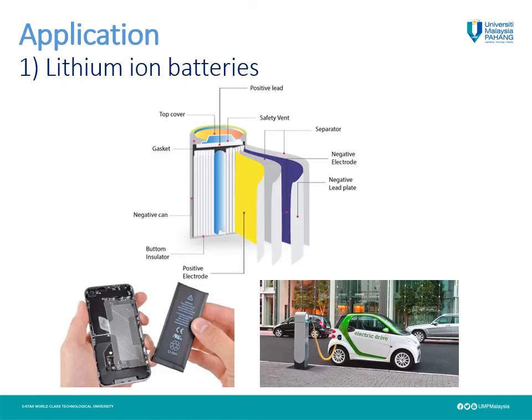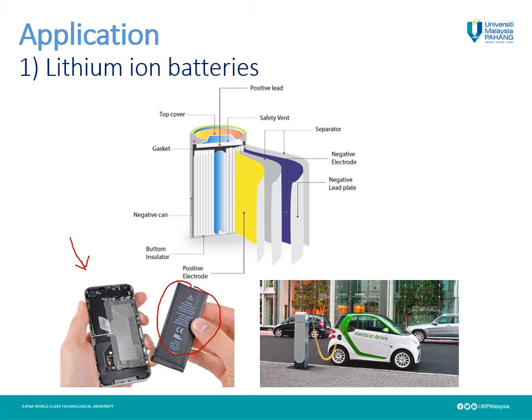There are a lot of potential applications for elements in group 1. So the first example of the application is lithium-ion battery. So we can find lithium-ion battery in many applications. For example, the battery for your handphone. So this is the battery and lithium being utilized for the battery application.